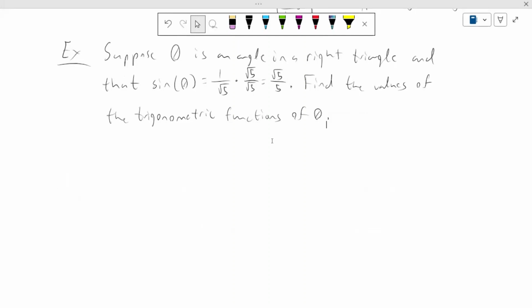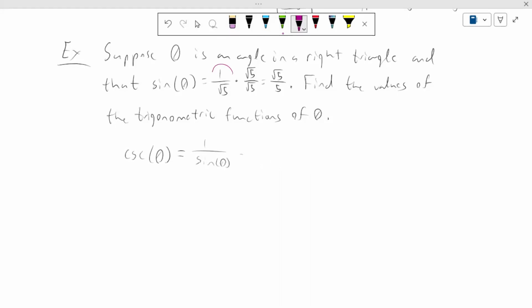Let's start off this way. I want to use some trigonometric identities. How about the reciprocal identity? We know that sine and cosecant are reciprocals of each other. So cosecant of theta is equal to 1 over sine of theta. You could literally take what sine of theta is, square root of 5 over 5, and put it in the denominator, and simplify that if you wanted to, but that's kind of the hard way of doing this. Here's the easy way.